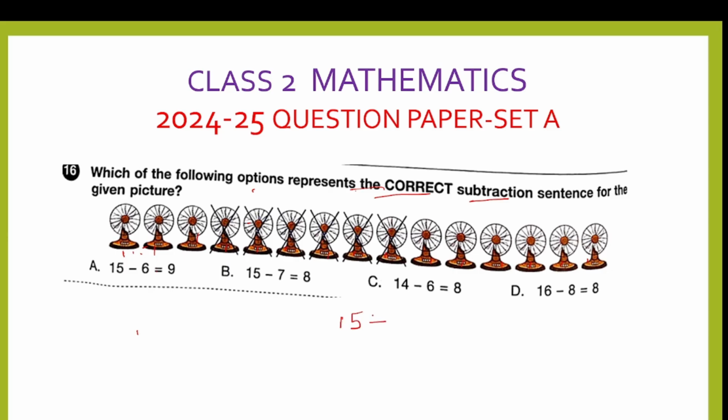Now we have to subtract the fans where this cross sign is present. So here there are 1, 2, 3, 4, 5 and 6. So we have to subtract 6 from 15. It becomes what? 15 minus 6 is nothing but 9. So this is the correct subtraction sentence. Now choose the correct option. Option A is 15 minus 6 equals 9. Therefore, option A is the answer for the given question.